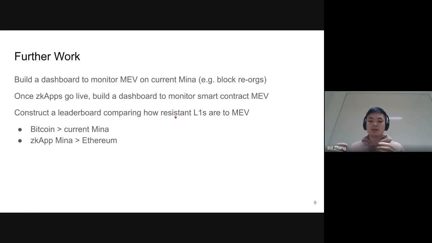And I think this is a great point of comparison, especially for developers that are choosing between which blockchains to develop on. And you could say that current Mina, if we looked at that table comparing it to Bitcoin, might not be as MEV resistant, but ZK app Mina, because of the privacy guarantees of ZK apps, would be more MEV resistant than Ethereum. And that sort of leaderboard could be very useful to developers or newcomers.